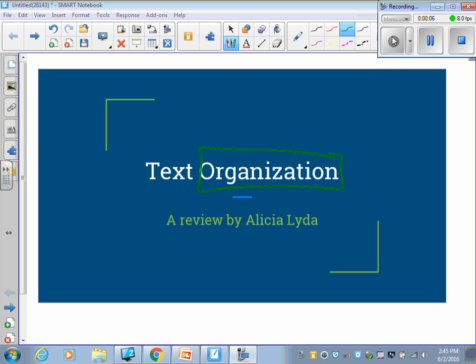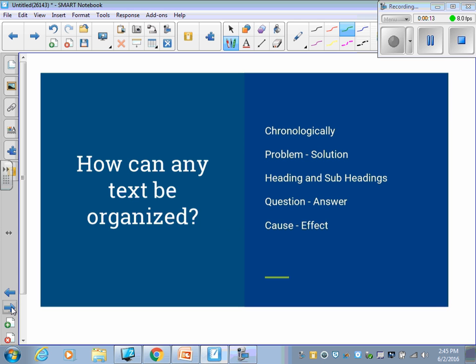We are really looking at the different ways that authors and writers can organize their text. First of all, let's look at the different ways. How can any text be organized? We have a couple different ways that we are going to highlight here. We're going to talk about chronological order, problem and solution order, headings and subheadings, questions and answers, and cause and effect. So we're going to look at these 5 different ways that text can be organized.